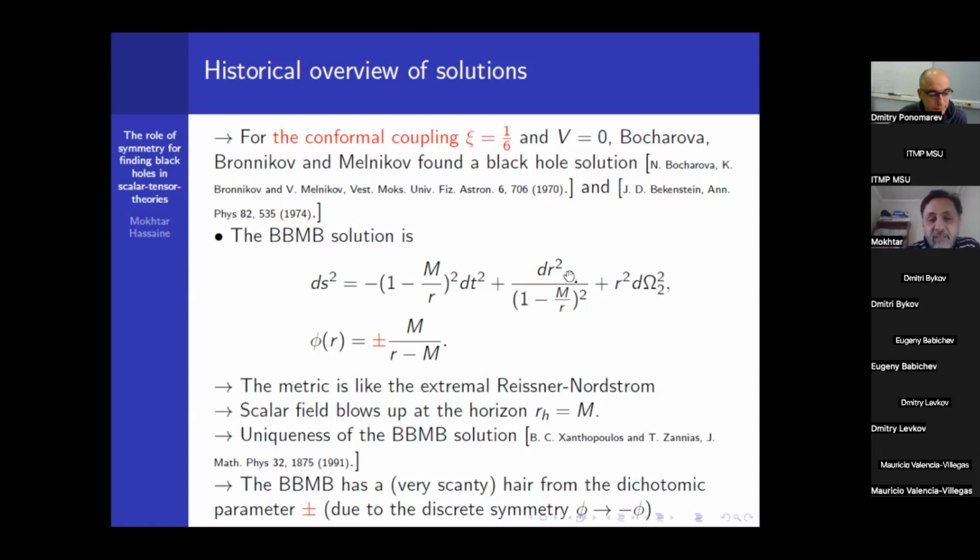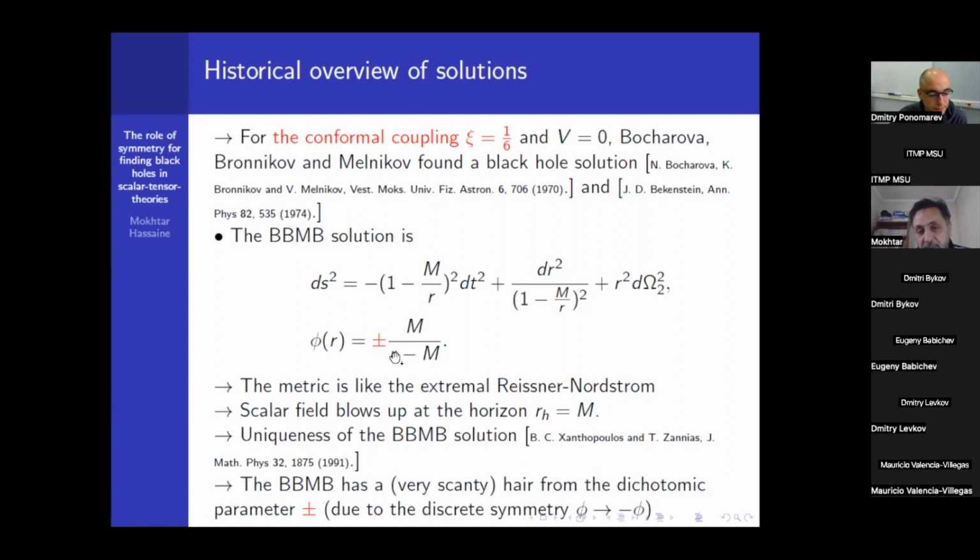So the solution is given by this metric, and the scalar field has this expression. One can see that the metric is like the extremal Reissner-Nordström. Even if there is no electric charge, it resembles the extremal Reissner-Nordström. The horizon is localized at m. M is the integration constant that corresponds to the mass. And there is something that is maybe pathological, that the scalar field blows up at the horizon.